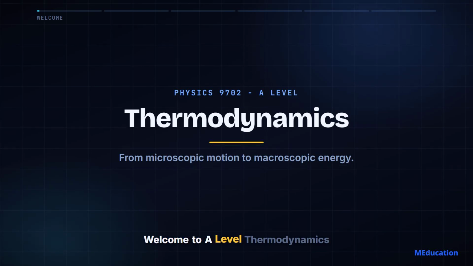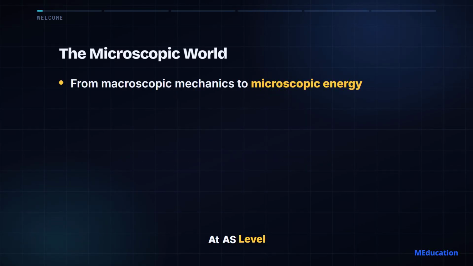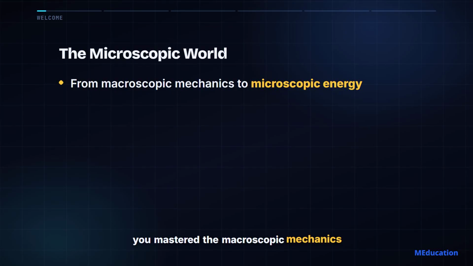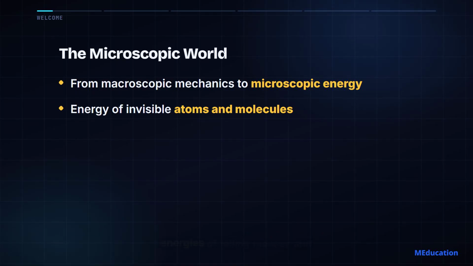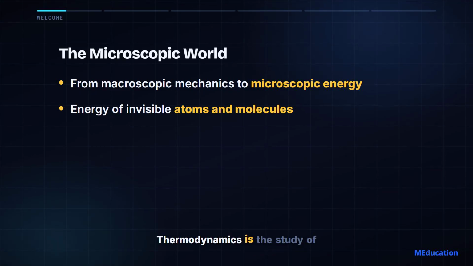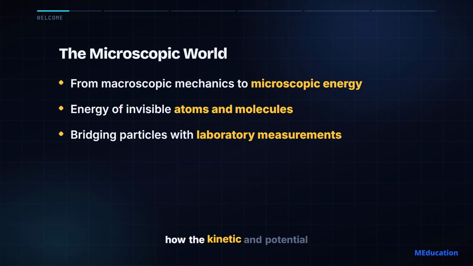Welcome to A-level thermodynamics. At AS level, you mastered the macroscopic mechanics of the visible world, calculating the kinetic and potential energies of falling masses and accelerating cars. Now, we shift our focus to the hidden microscopic world. Thermodynamics is the study of how the kinetic and potential energies of invisible atoms dictate the temperature, pressure, and state of the materials you interact with every day.